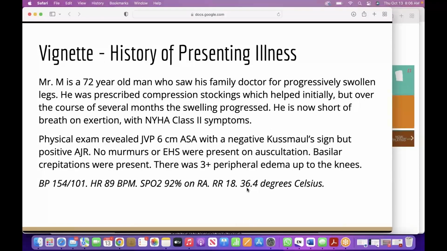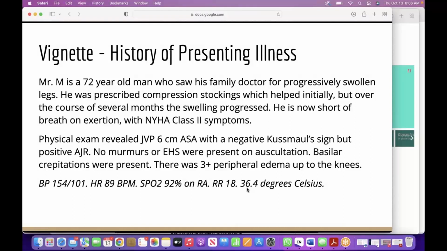So I wanted to give a vignette of this patient that I had taken care of. He was a 72-year-old man who had been seeing his family physician for progressive leg swelling. He had NYHA class 2 symptoms. In addition to this, he also examined to be volume overloaded. He had no murmurs, no signs of severe aortic stenosis, but was clearly in heart failure when we had seen him. He had 3+ peripheral edema all the way up to his knees.